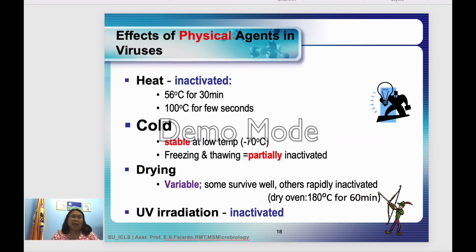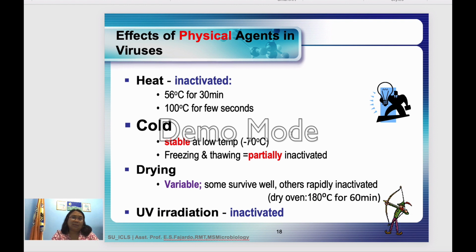Okay? And then, drying. Now, it depends. Drying, the effect on the viruses is variable. Okay? So, it depends on the class and the structure of the virus. So, some viruses survive well, others are rapidly inactivated.